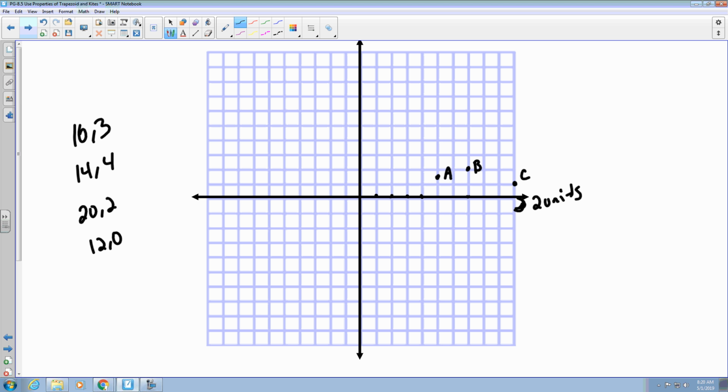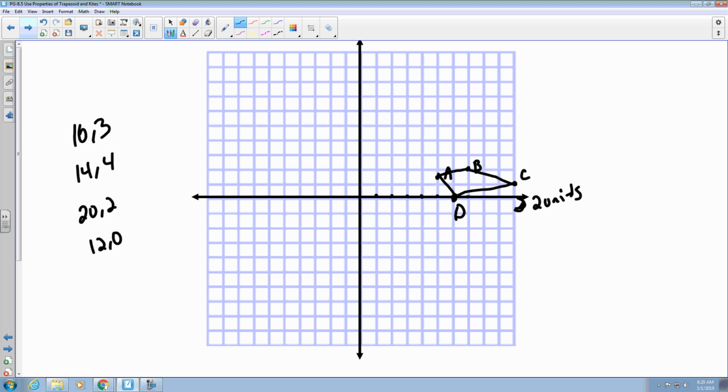So that's C right there. And then I got 12, 0. 2, 4, 6, 8, 10, 12, 0. And I got that. So here are my vertices connected to make my quadrilateral.